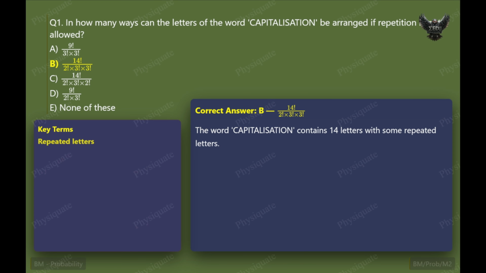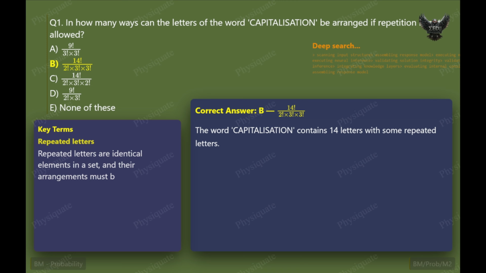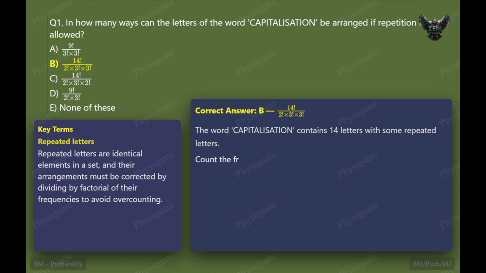Now let us consider repeated letters. Repeated letters are identical elements in a set, and their arrangements must be corrected by dividing by factorial of their frequencies to avoid overcounting. Count the frequency of each letter. A equals 3, I equals 3, T equals 2, and all others occur once. Total number of letters equals 14.